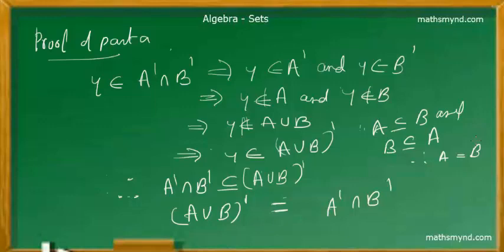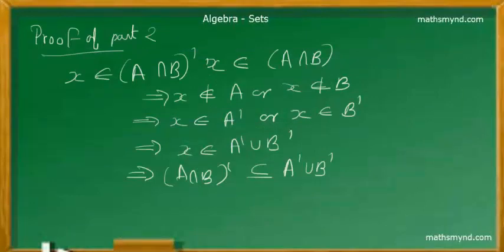So the reverse is also true. That simply means that A union B complement is equal to A complement intersection B complement, and that's the first law in De Morgan's laws. Going on to the second law.